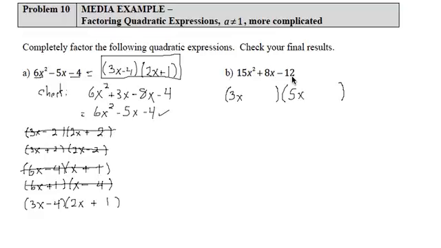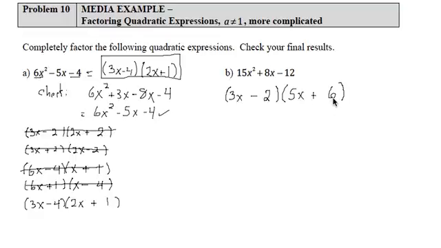With 12, we could use 3 times 4. We could use 2 times 6. But I'm going to go with 2 and 6. And let's see if we can look at these signs, minus and plus. And I would also need to check plus and minus. But let's see if this works. So I know I'm going to get my 15x squared and my minus 12. Let's check for the 8.